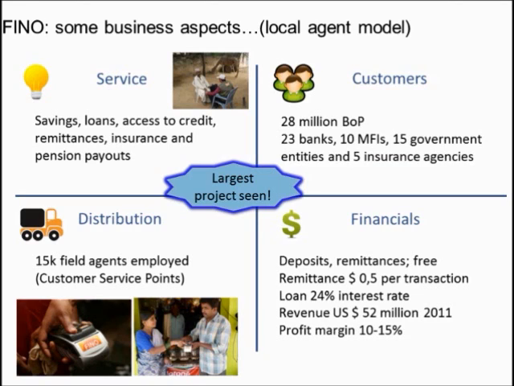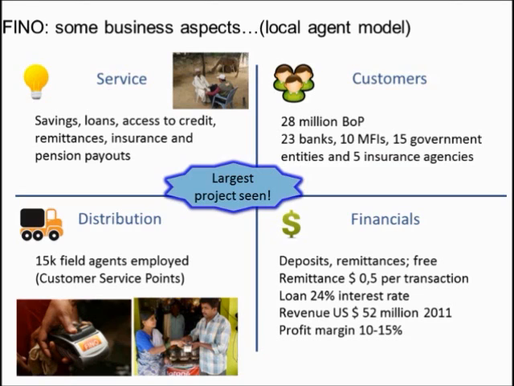Those are, let's say, the end users, but in the end, clients of Fino are also the 23 banks, the 10 microfinance institutes, and 15 government entities, and 5 insurance agencies that they serve. Because if you look at their services, what they do is, for example, for government entities, make sure that people at the BOP get their pension payouts. And also they provide the possibility to save, access to loans or credit, people can do remittances, and they also sell insurances.